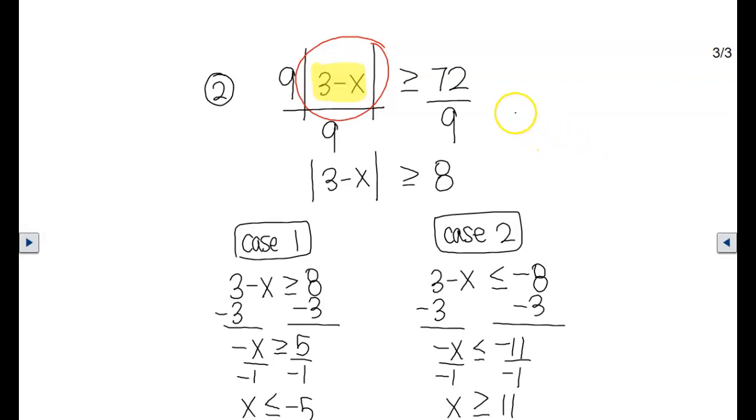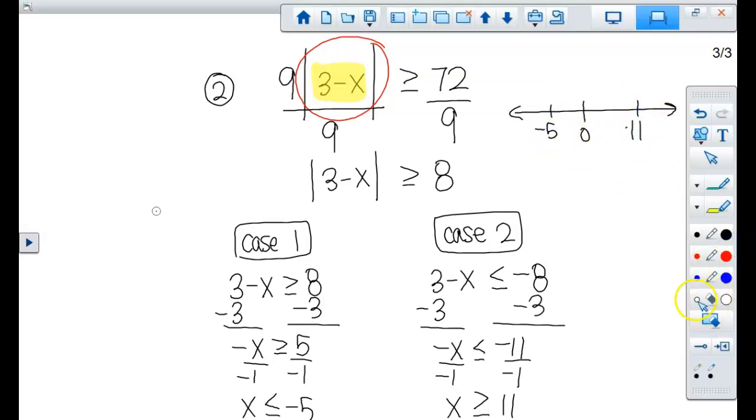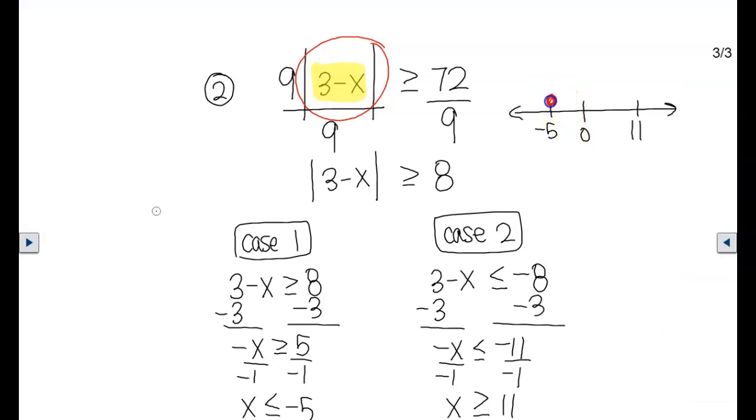Now, I need to know if this is an and or an or. So I need 0. I need negative 5. I need positive 11. Let me erase that. All right. So for x less than or equal to a negative 5, filled in circle, and we go left. For x greater than or equal to 11, filled in circle, we go right. So this would be an or. So there's the solution I would expect to see from you on this problem.